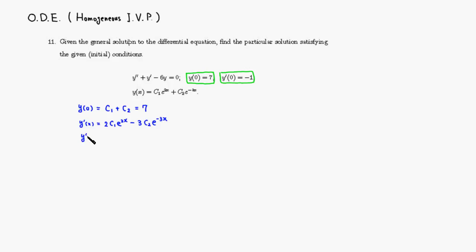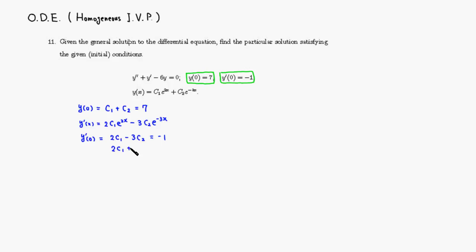Once you have the derivative, we can plug in x equals 0. So we have y prime of 0 is going to be equal to, again, e to the 0 is 1, so you're going to get just 2C1 minus 3C2, and we're supposed to get negative 1 here. So what we need to do is just solve for C1 and C2. The easiest way would be, I'm going to multiply the first equation by, say, 2.